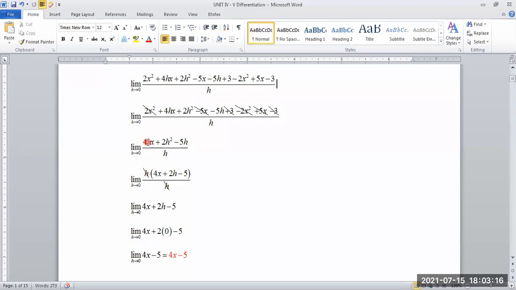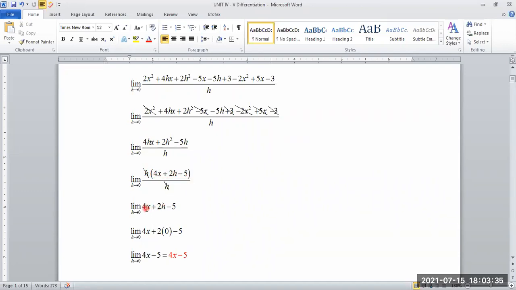When I factor out the h, I'm going to be left with 4x, sorry, 2h, and negative 5. But this h down here now cancels with this h up here. So now I don't have a fraction again to work with. I just have 4x plus 2h minus 5.